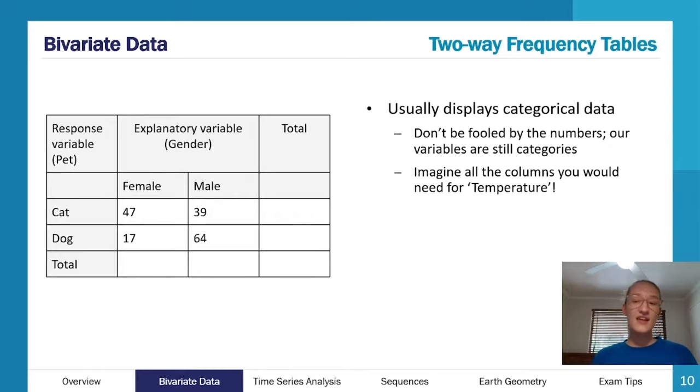To illustrate that a little bit further, imagine if we were going to have a two-way frequency table for temperature, imagine all of the columns we would need. If, for example, our explanatory variable was temperature, imagine if I had to have a column for 17.1, 17.2, all the way up to 29.1, 29.2, 29.3. Because numerical data is continuous and ongoing, I could have almost an infinite amount of rows and categories, which is just not a helpful way to represent our data.